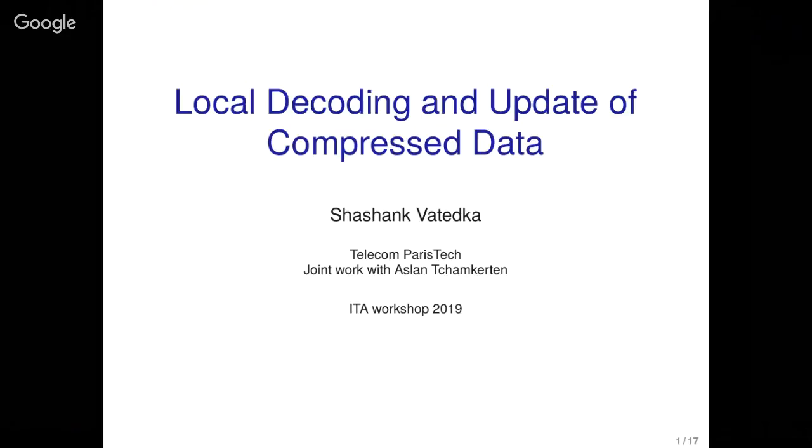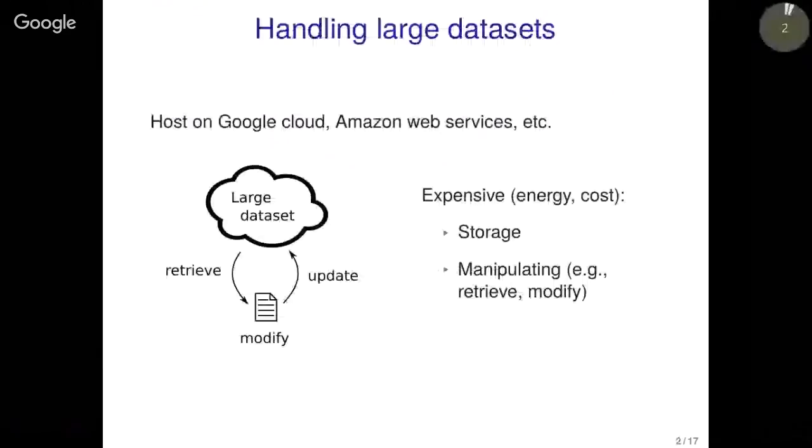This talk is basically about local decoding and update of compressed data. The problem that we're interested in is efficiently storing and handling large, massive volumes of data. So we want to efficiently store large biological data sets. We typically do this by storing them on the cloud by using services such as Google Cloud and Amazon Web Services.